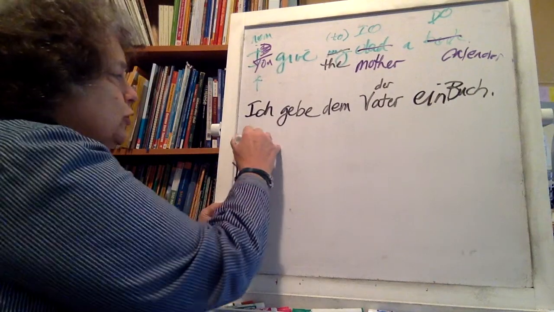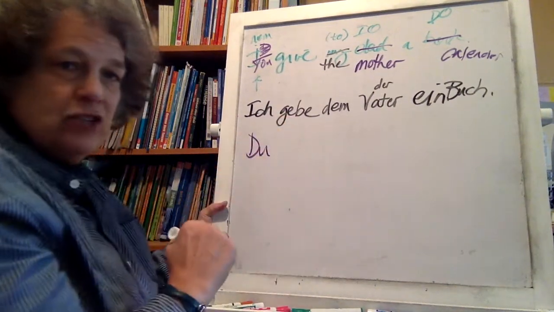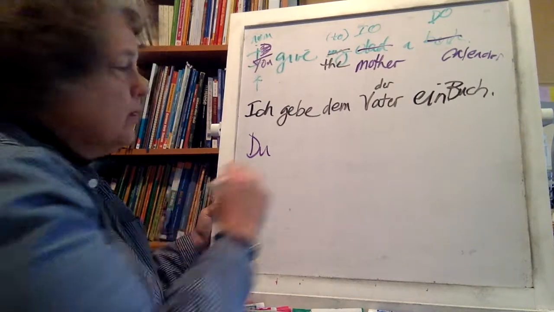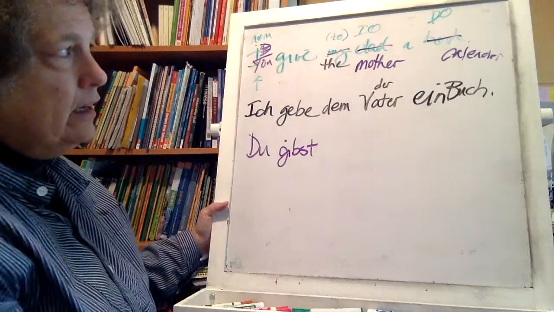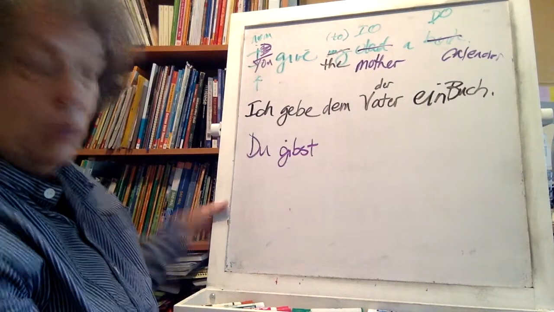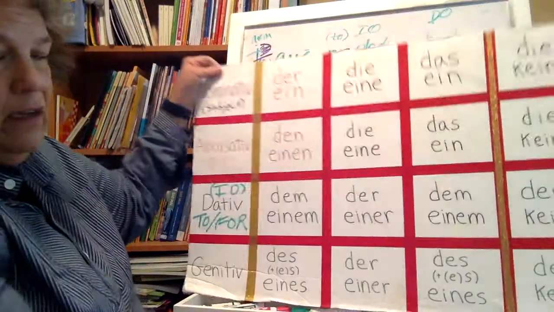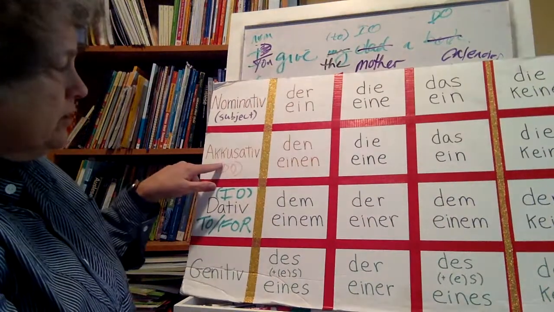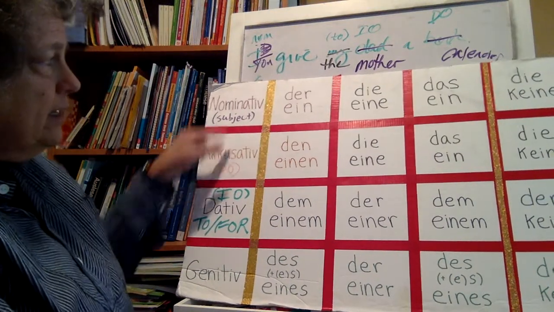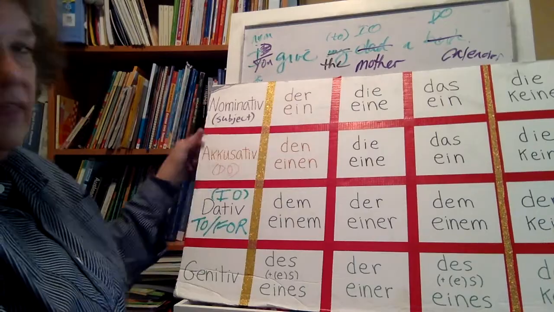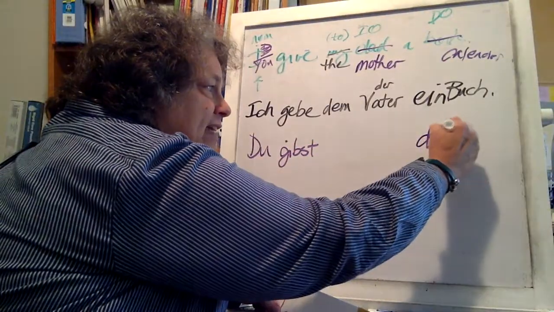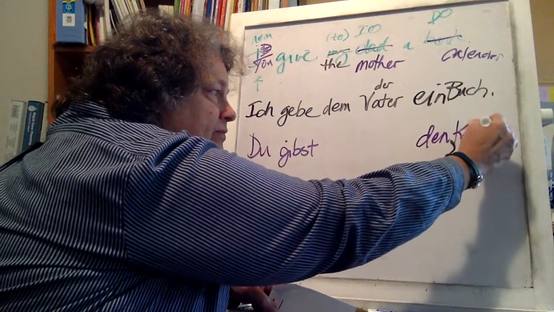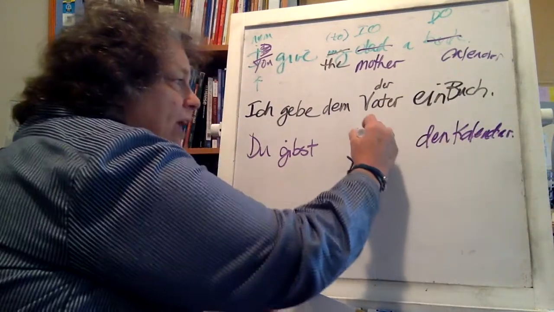You give, du. Give is a stem changing verb. The stem changes in the du form. Gibst. Now, calendar is a der word. What are we giving? We're giving the calendar. So it's the direct object in the sentence. It's a der word. Aha. That's the one that changes to den. So we're going to say den Kalender. Then we have Mutti.